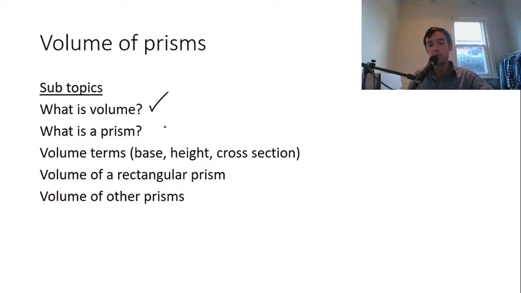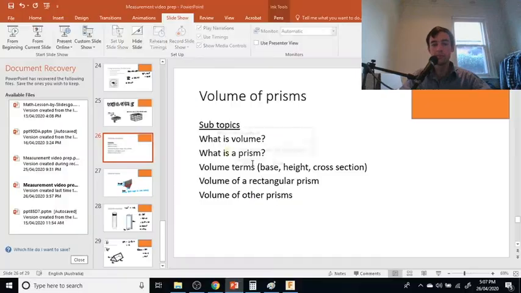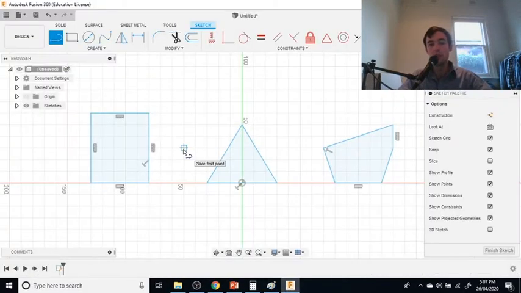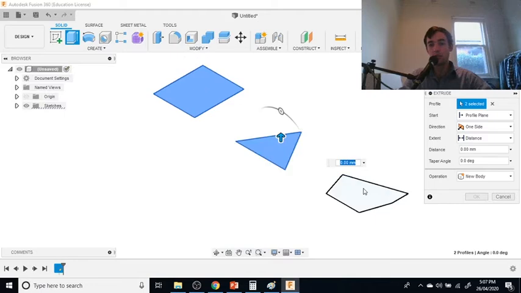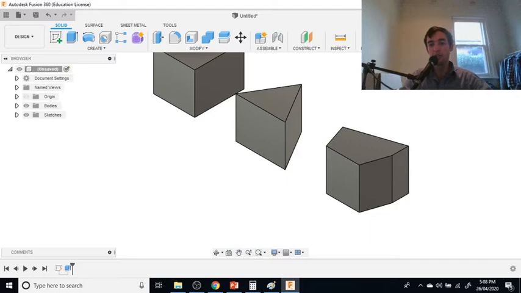What is a prism? Now, I'm going to go to another program to hopefully show you what exactly a prism is. Also talk about these terms, base, height, and cross-section. Okay, so a prism basically happens when you've got a 2-dimensional shape and you stretch it out to make a 3D shape. So I found a program that can help us with that. Doesn't matter what the program is, but here I've got 3 shapes and I'm stretching them out to make 3-dimensional shapes.